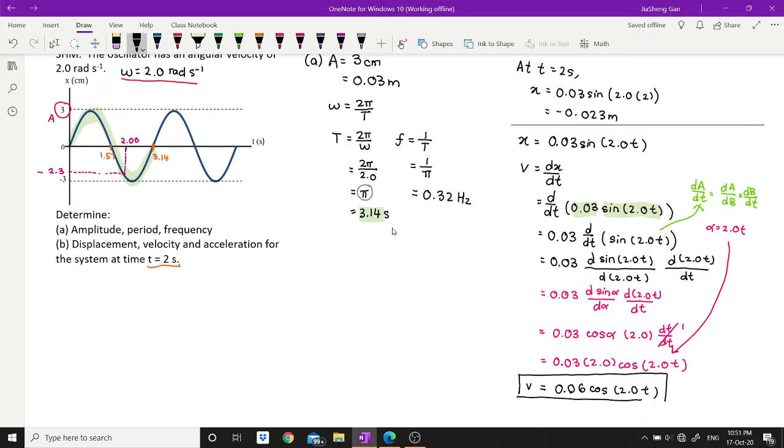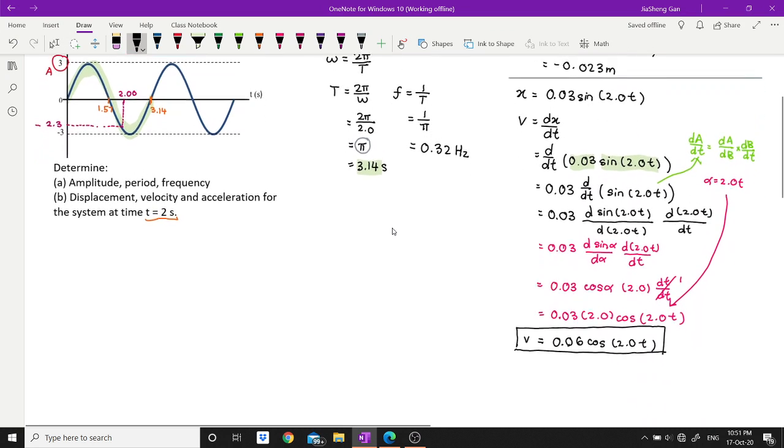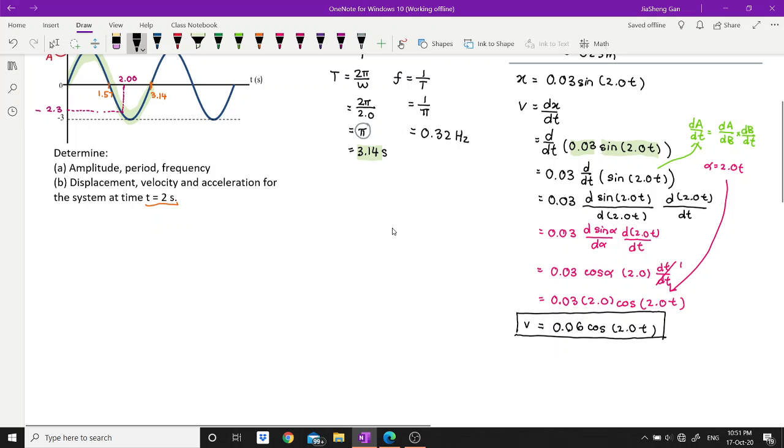Okay, so using this equation, if you input a specific moment, a specific time, what will come out will be the instantaneous velocity at that particular moment. So let's try it out. We still use the same time. The moment is at t equals 2 seconds. If you sub in, it will be equals to 0.06 cos 2.0 times 2. And if you calculate using your calculator, be careful not to make the mistake of treating it as degrees. It's in radian mode. So your answer will be negative 0.039 meter per second. So this is the velocity at the specific moment where time equals 2 seconds.